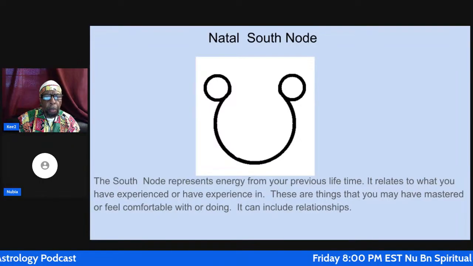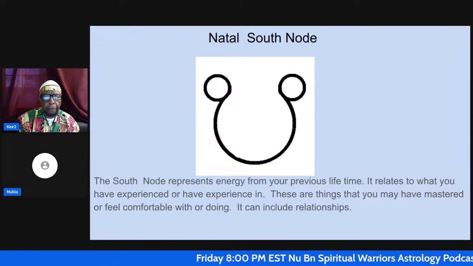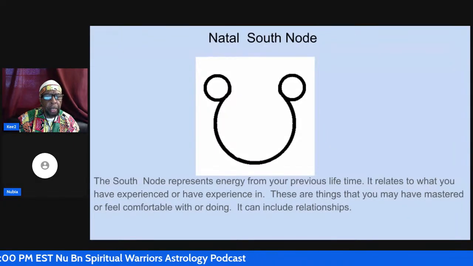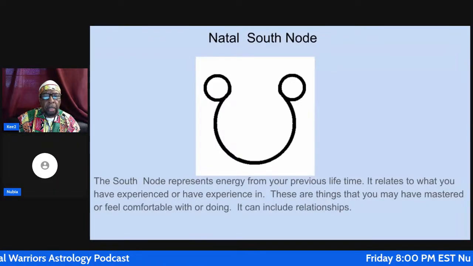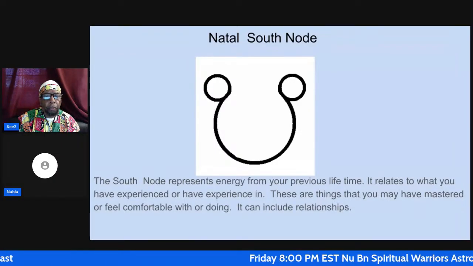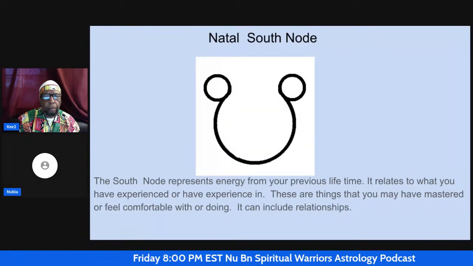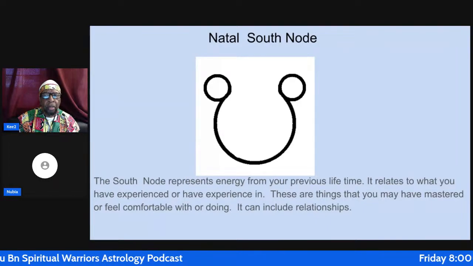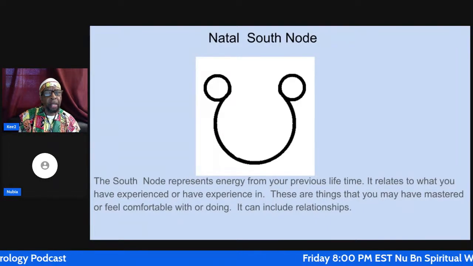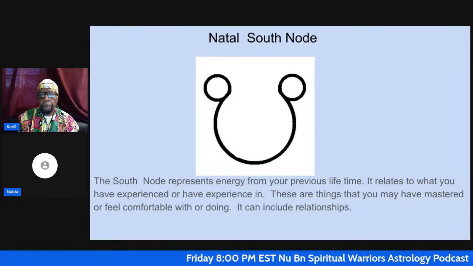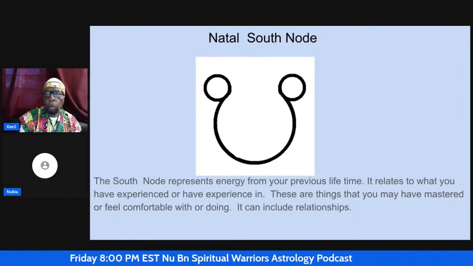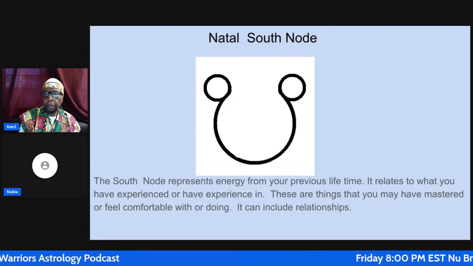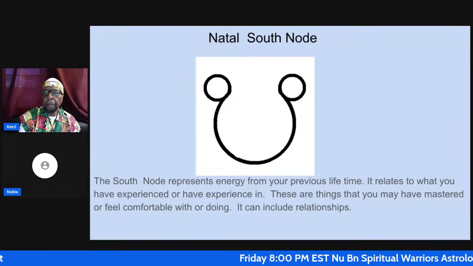The south node represents energy from your previous lifetime. It relates to what you have experienced or have experience in. These are things that you may have mastered or feel comfortable with. It can include relationships. Say, for instance, if you see someone and you have that feeling that it seems like I may know you or I may have met you before. Maybe that may be so in a previous life.